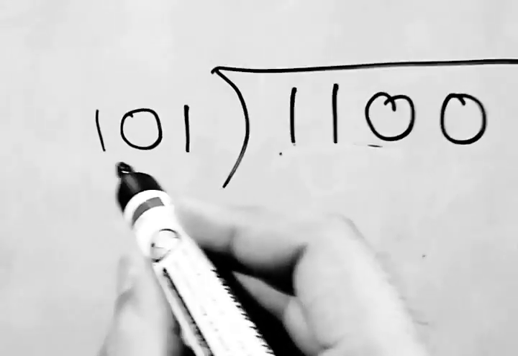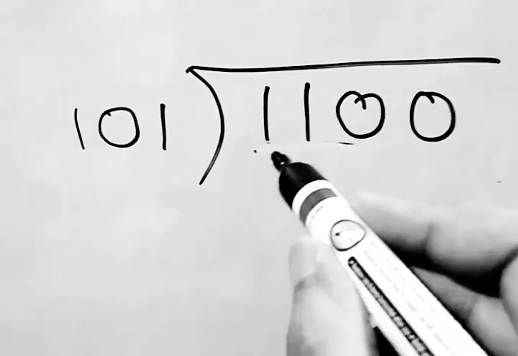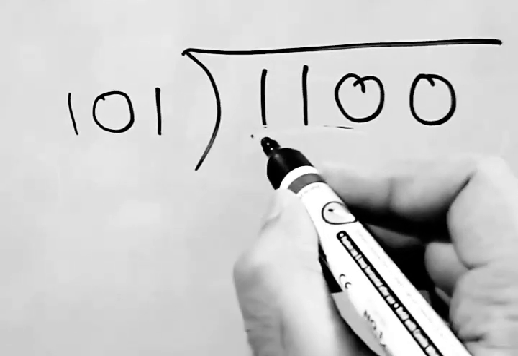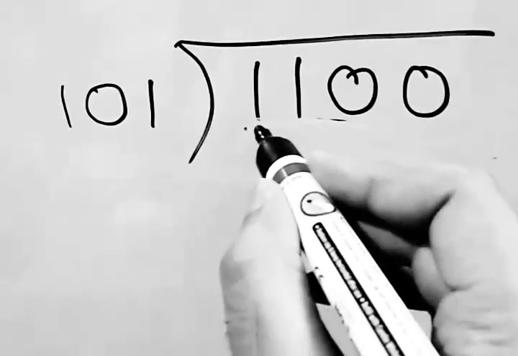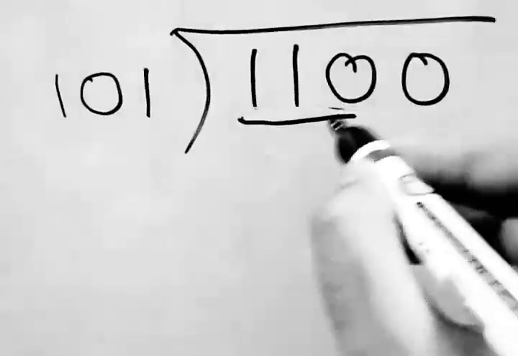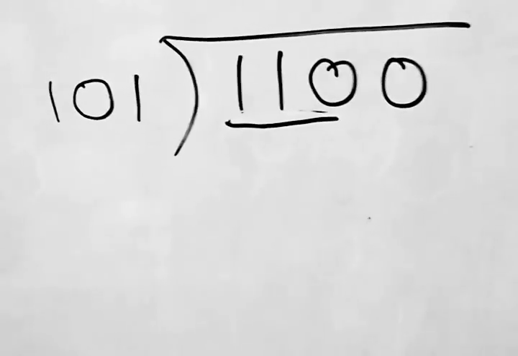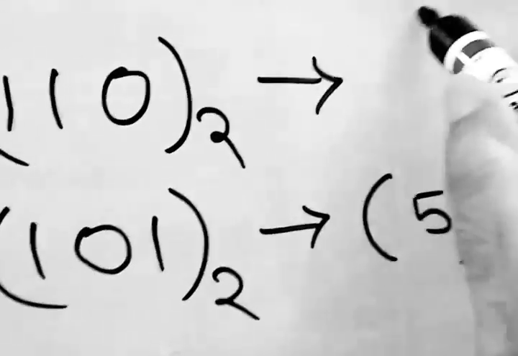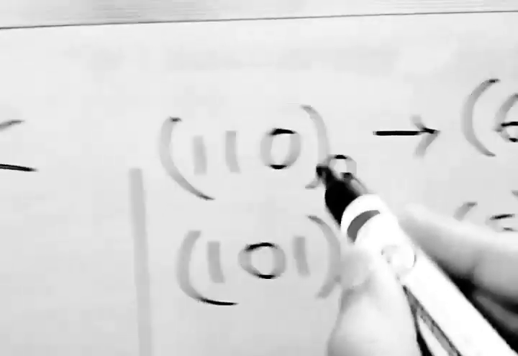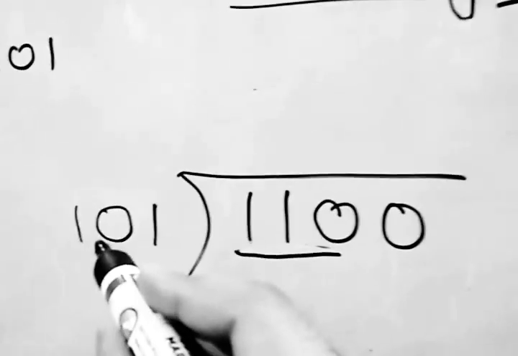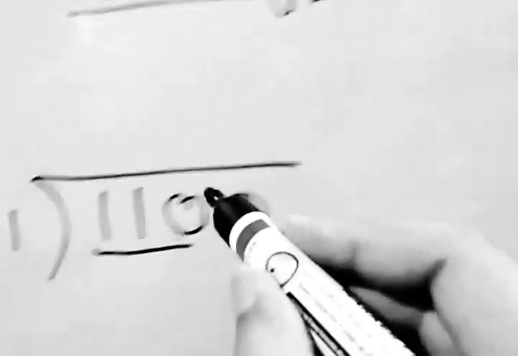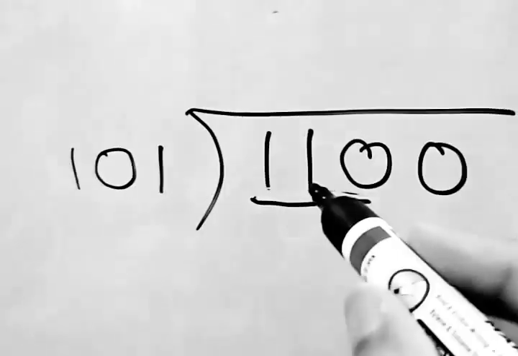So in the divisor there are 3 digits. We'll try to take at once 3 digits of the dividend first. Starting from the left side, the first 3 digits of the dividend is 110. 110 in binary is equivalent to 6 in decimal. So 6 is greater than 5. 110 is greater than 101, so we can divide it nicely.